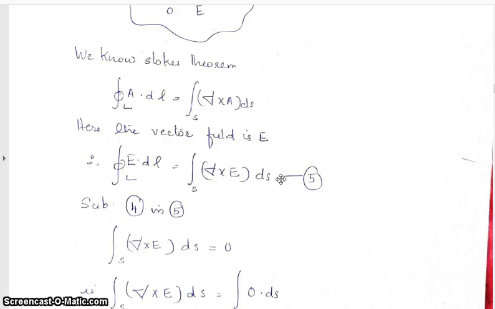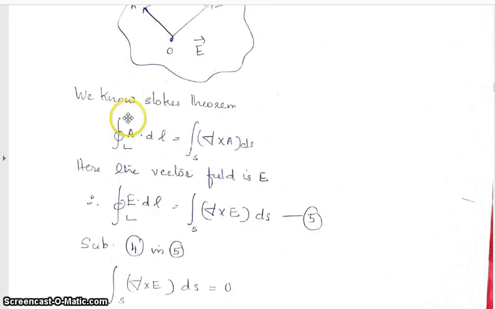Next, I am going to Stokes theorem. We already studied that the line integral of a vector A dl is equal to the surface integral of del cross A ds. Here A is a vector, so I can write integral L A dl is equal to integral S del cross A ds. Now here in this particular section we are dealing with the vector term electric field intensity. So I am substituting this A as E. So I can write line integral E dl is equal to surface integral del cross E ds.